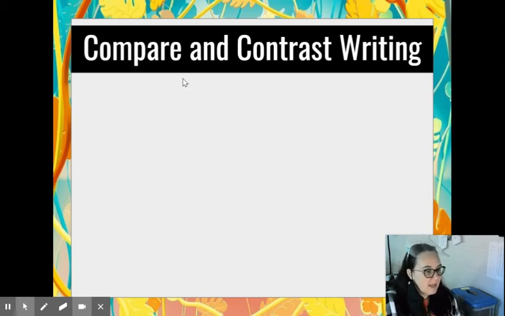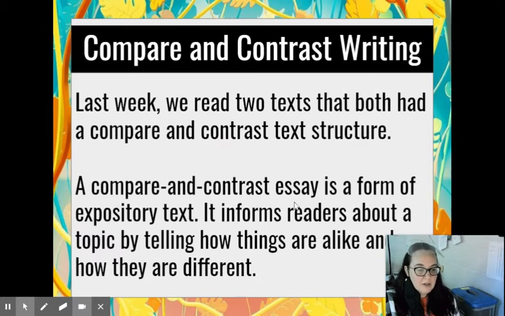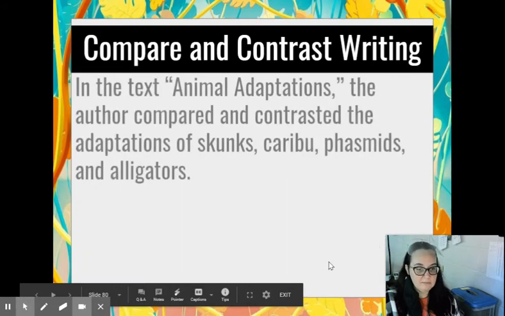For the rest of today's class, we're going to be starting on a compare and contrast writing assignment. Last week, we read two texts that both had a compare and contrast text structure. A compare and contrast essay is a form of an expository text. Expository is a fancy pants word for nonfiction. It informs readers about a topic by telling how things about the topic are alike and how they are different.